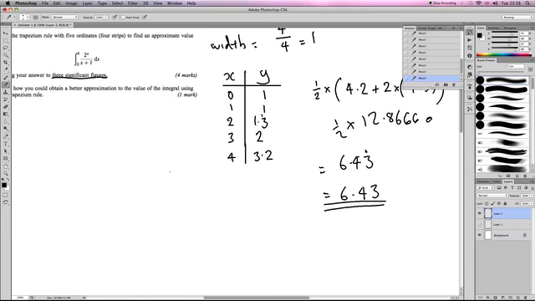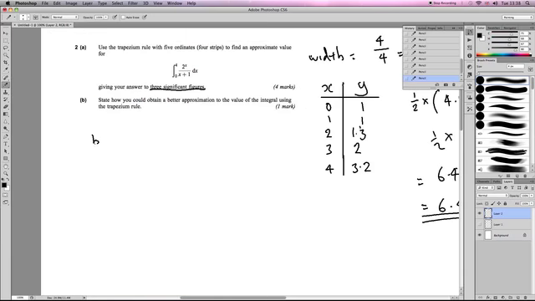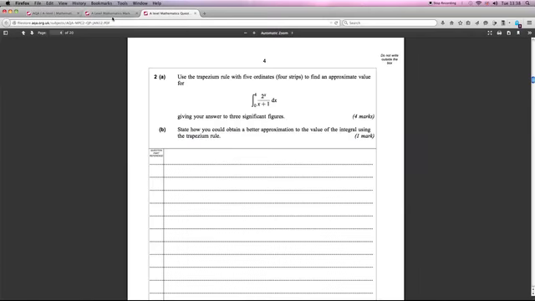And that's it. Next question: how can I find a better approximation? There's only one real answer, basically add more. I'm going to be mean, I want you to use the word ordinates. So don't say add more trapeziums, add more strips, add more whatnots. The best thing to do is use the word ordinates, okay? And that's it, let's mark it.